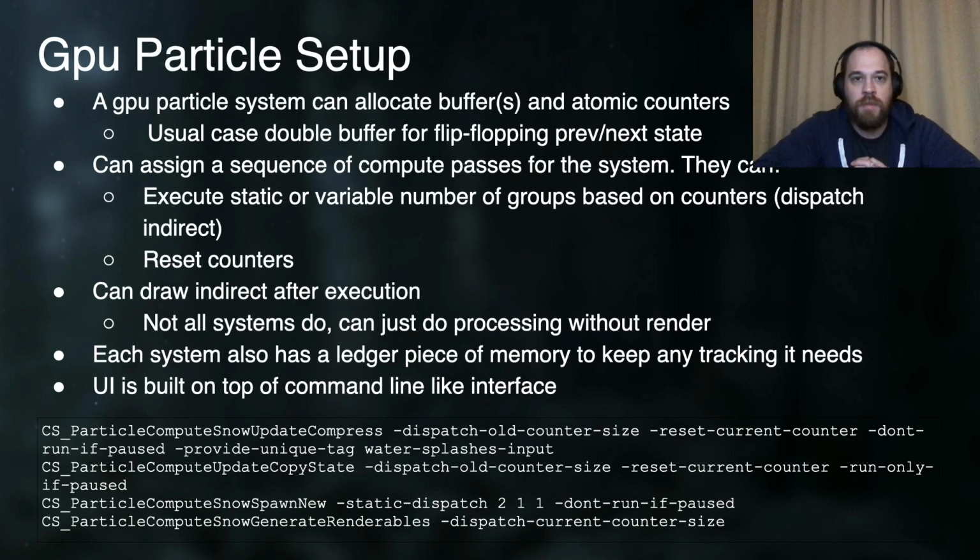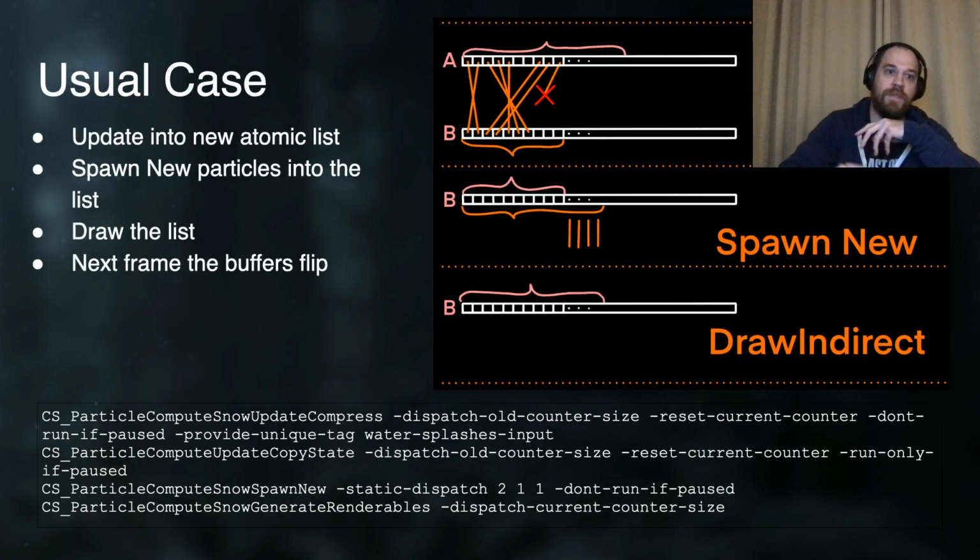As far as the setup of the particle system, nothing crazy here. We have buffers with attached GDS atomic counters that we can append to. It's almost like a command line interface. We have UI built on top where you can run different passes and specify dispatch and indirect parameters, whether it's a counter size or a fixed size. You can also execute draw calls for the particles if you wish to. Not every particle does so.